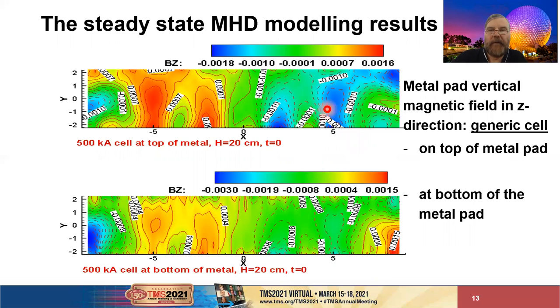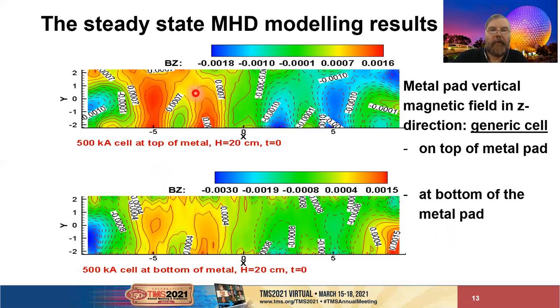And here we are presenting only the generic cell at two heights. So the bottom of the metal is the surface of the cathode, and the top of the metal is the bath-metal interface. You can see that the further away you are from the bottom, the less magnetic field you get. It's one of the reasons why having more metal pad helps the stability. Not only do you get less horizontal current, but you also get on average less BZ, because of that vertical gradient.